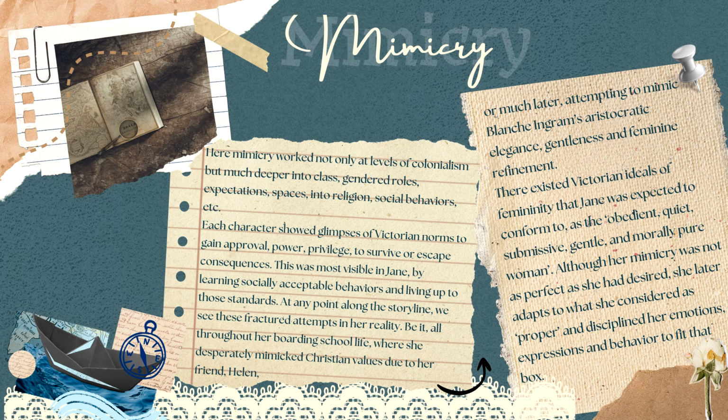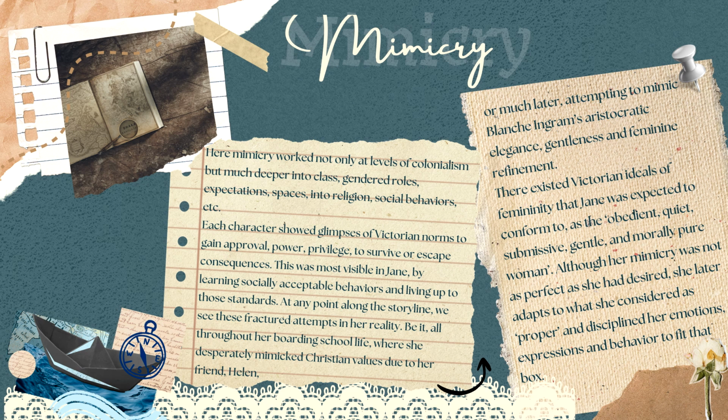Each character in this entire novel, Jane Eyre by Charlotte Brontë, gives us glimpses of Victorian norms that each of the characters follow to gain approval, power, privilege, to survive or escape consequences. This was most visible in Jane by learning socially acceptable behaviors and living up to those standards.